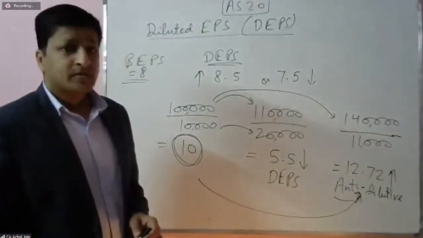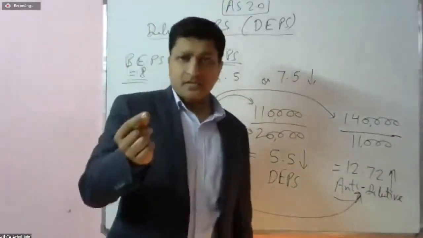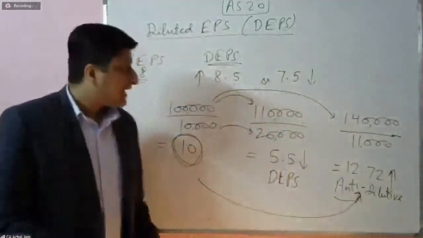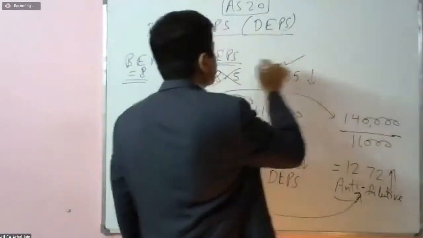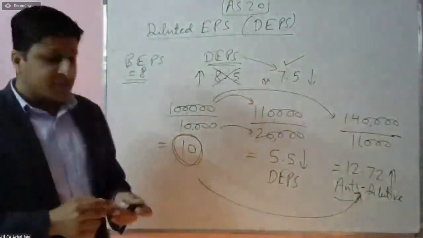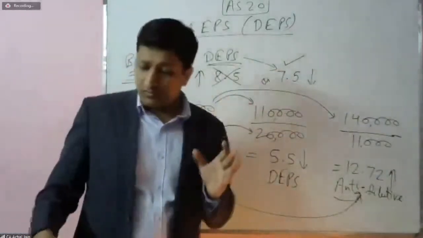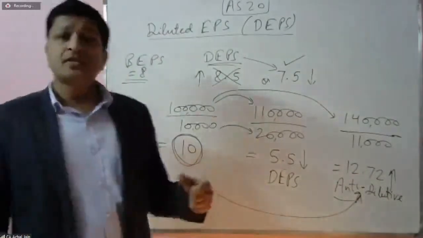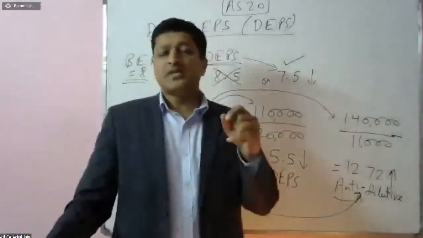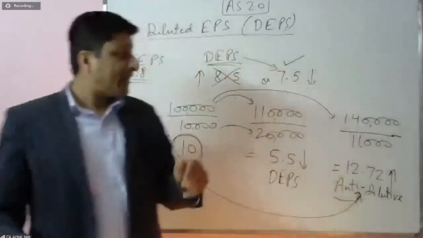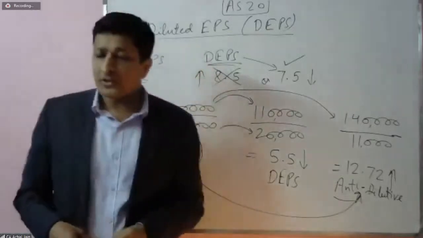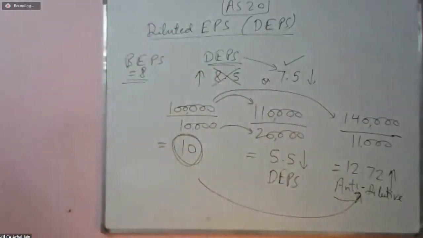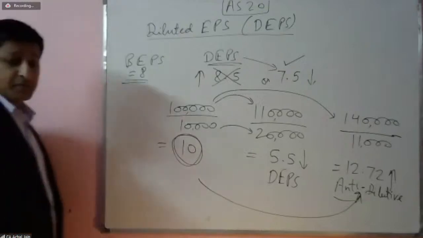Means whenever the EPS increases instead of going down, that will not be DPS. So this will not be DPS. This will be DPS. DPS means dilution, means EPS has to go down. In case you find that the EPS is going up, that will not be DPS, that will become anti-dilutive. And in such a case, your basic earning per share will also become diluted earning per share.